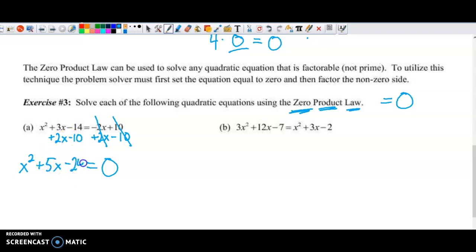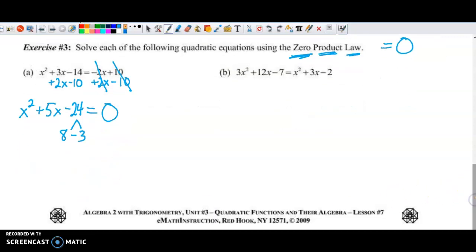Just combining like terms, and then from here I can quickly identify that factors of negative 24 that add to be 5 are 8 and 3. Just make sure that the 3 is negative. And please show the work until you get really good at this, because I have a lot of students who will write down that the answers are 8 and negative 3. No, those are the factors.